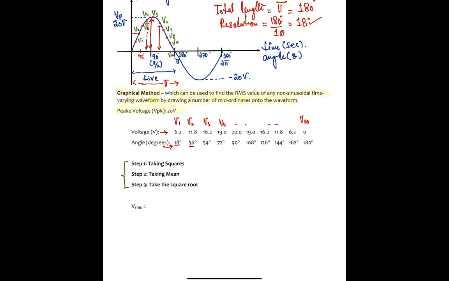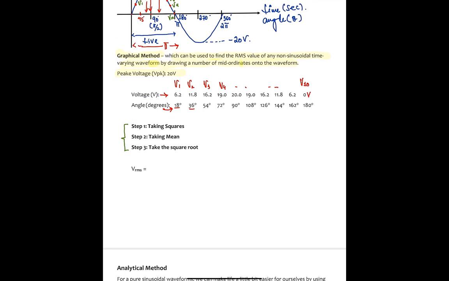Okay, now what is next? The first step is to take the squares. VRMS equals, the first step is taking the square of each value, and I'm going to put it in expression form. So V1 square, V2 square, V3 square, and then all the way to V9 square and V10 square. Okay, all right, cool.